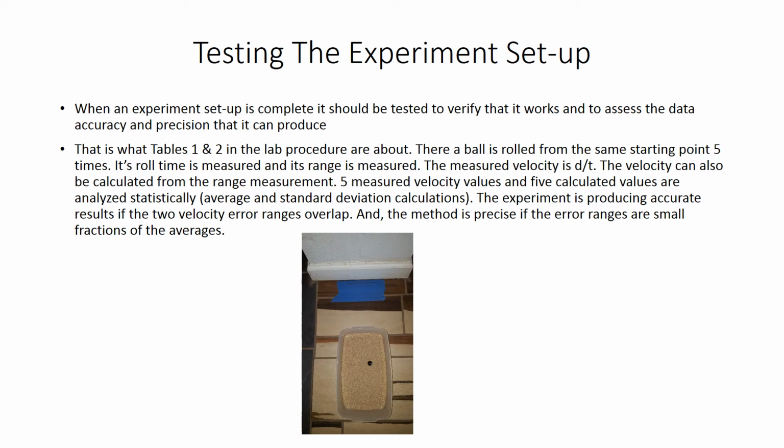The experiment is accurate if the two results are the same, meaning that the error ranges overlap. And the method is precise if the error ranges are small fractions of the averages.